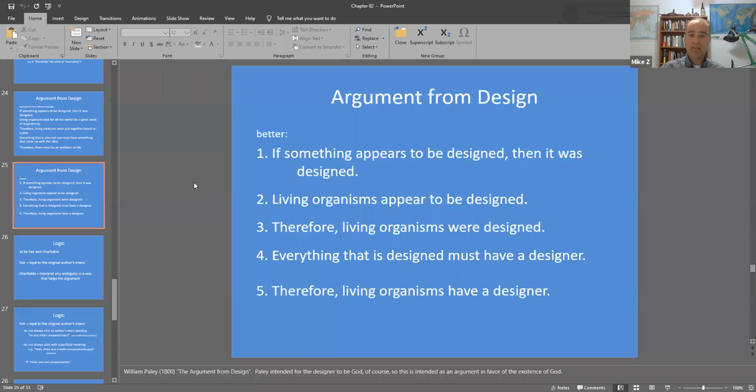So just say that, right? So if something appears designed, then it was designed. Living organisms appear to be designed, therefore living organisms were designed. Everything that's designed must have a designer, so therefore living organisms have a designer. So much more straightforward to assess the quality of this argument. In fact, this might be a deductively valid argument. It's certainly another question whether it's a deductively sound argument.